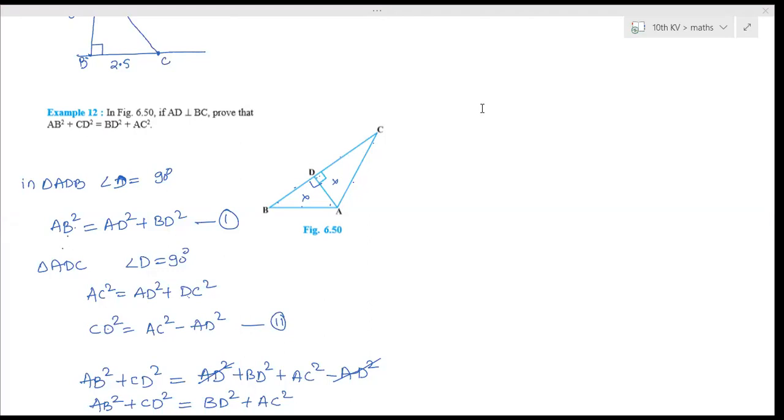Ma'am, in both the triangles AD is common, AD square is common, so we can equate it to AD and solve it. Yes, you can solve it. You can find out the AD square value from both the equations and equate them. That also can be done.